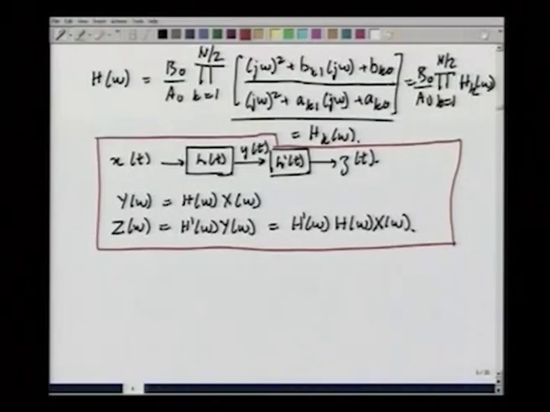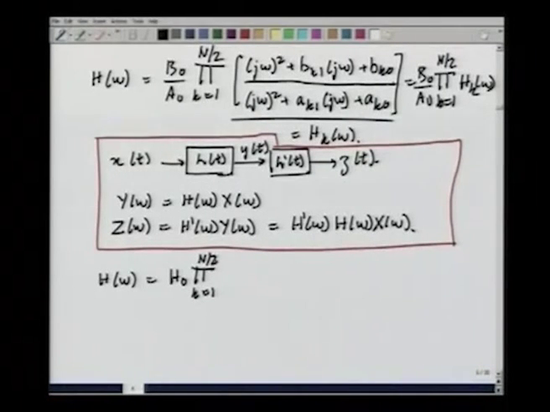We will now return to the original discussion and see the following. Here we are. We have h omega equals some b 0 by a 0, which I will just call say h 0, which is just a multiplicative constant, times the product k equals 1 to n by 2 of h k of omega. Each h k of omega is the typical second order system with both moving average and autoregressive components. How would you implement h k of omega?